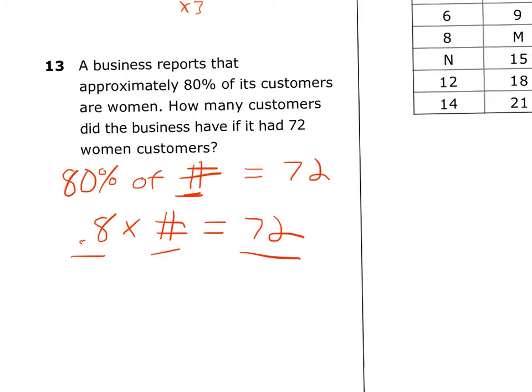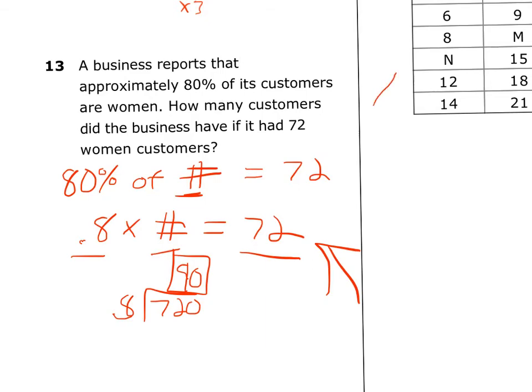Now, how do I solve for that number? 72 divided by 0.8. We'll move the decimal, and that is 90. So they have 90 customers. This is what you need to study.